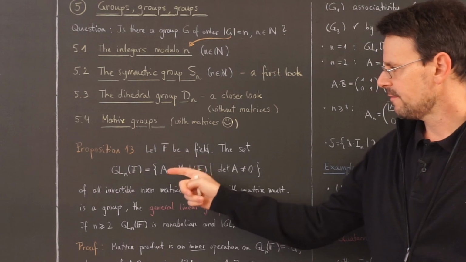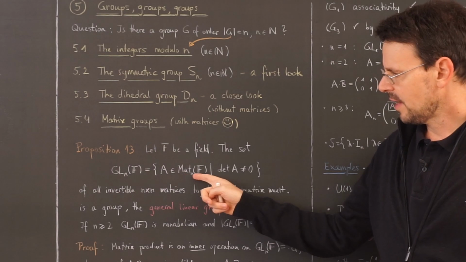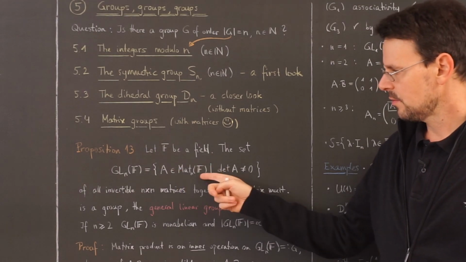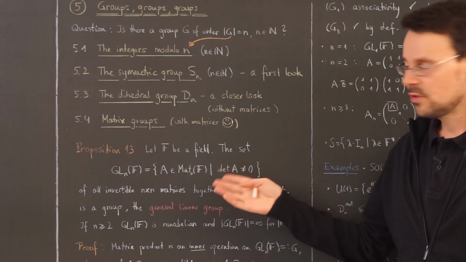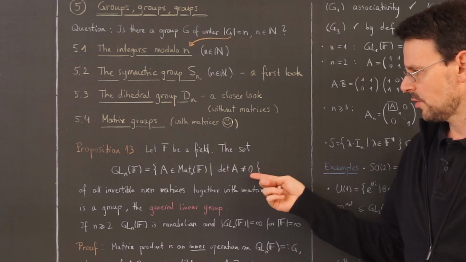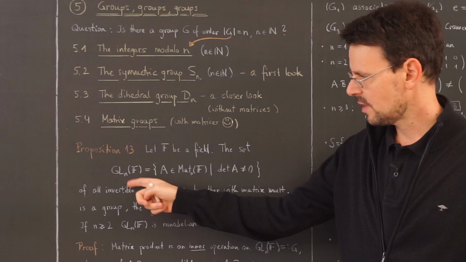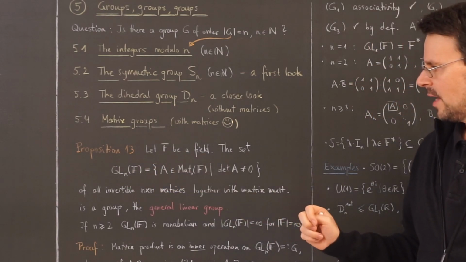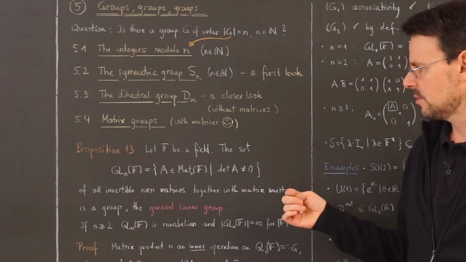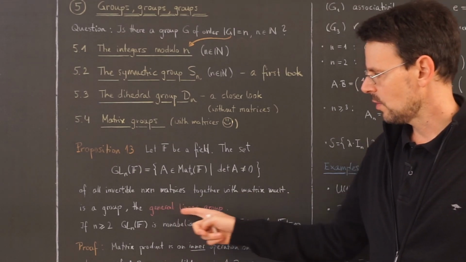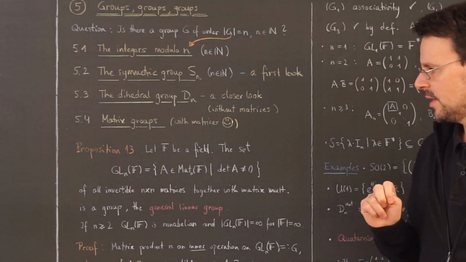We assume that F is a field. And then we take all the n by n matrices with entries in this field that are invertible, which means exactly that their determinant does not vanish. And the set of these matrices is called GL sub n of F. And we will show that it is a group, of course, together with matrix multiplication, and it is called the general linear group. Hence the abbreviation GL for general linear.